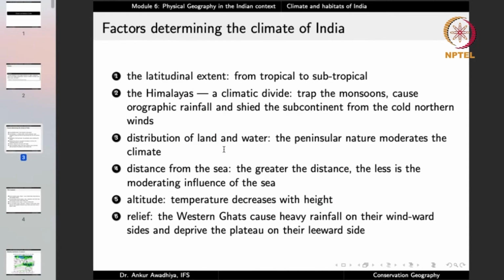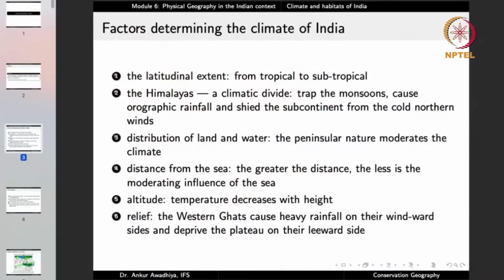Then we have the distribution of land and water. The peninsular nature moderates the climate. Distance from the sea: the greater the distance, the less is the moderating influence of the sea. And so the areas that are very near to the sea, the coastal areas, have a very equable climate, which is different from the more continental climates that we face in the areas that are far away from the sea.